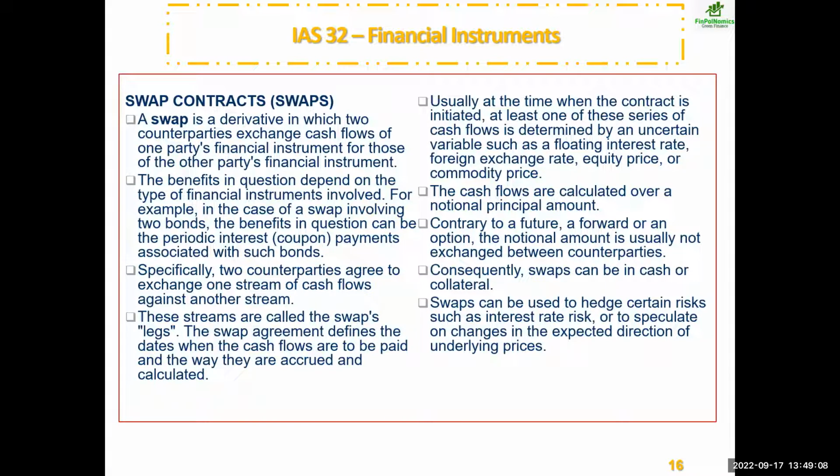The cash flows are calculated over a notional principal amount. Contrary to a future, a forward, or an option, the notional amount is usually not exchanged between counterparties. Consequently, swaps can be in cash or collateral. Swaps can be used to hedge certain risks, such as interest rate risks, or to speculate on changes in the expected direction of underlying prices.